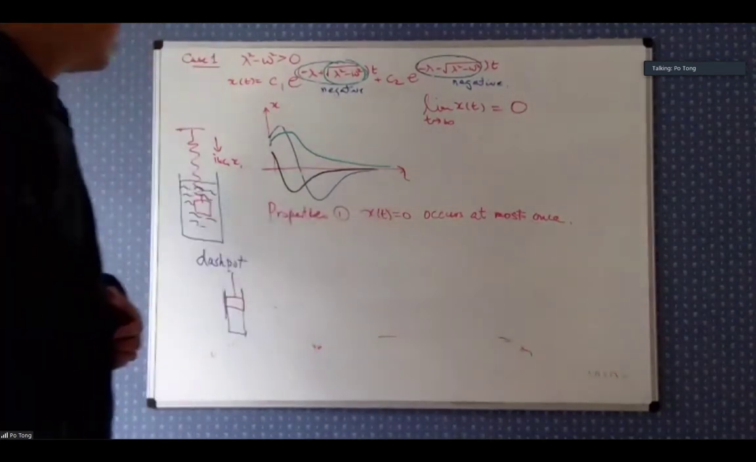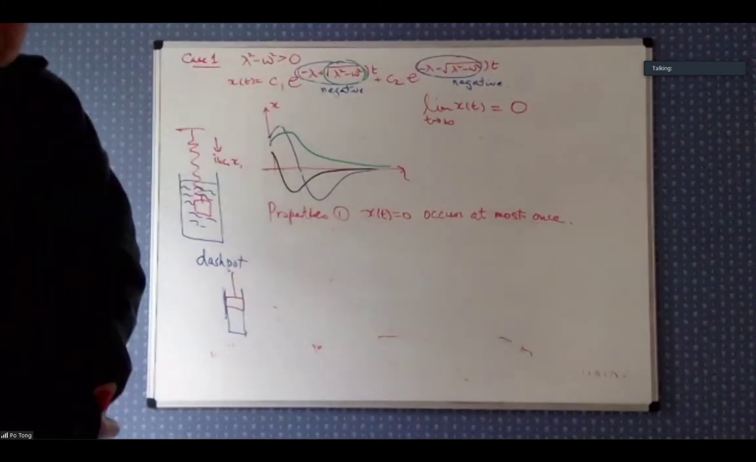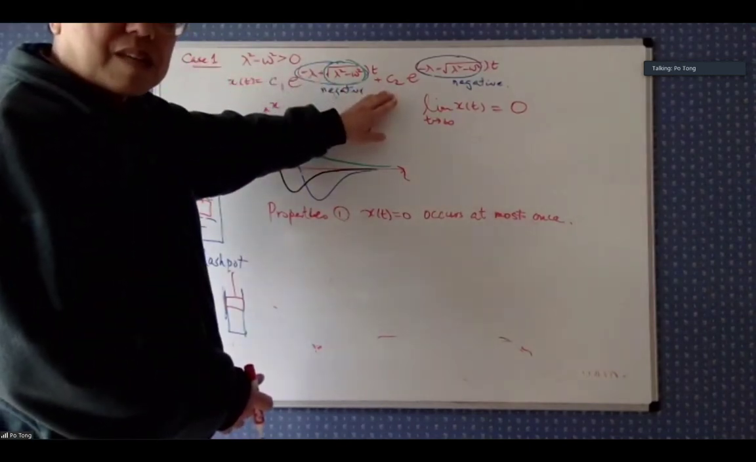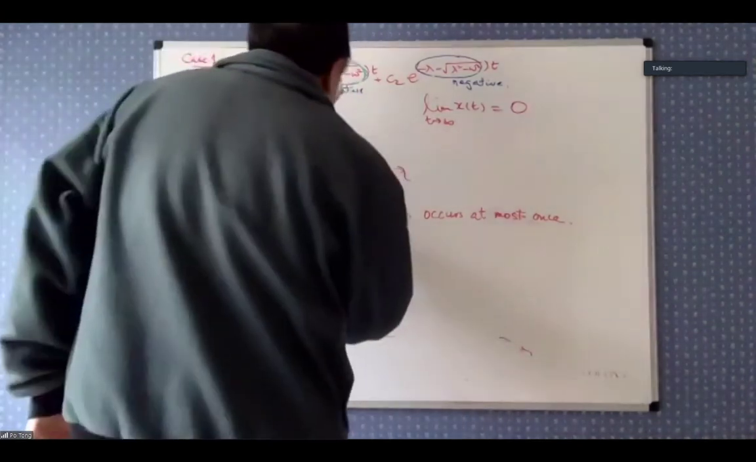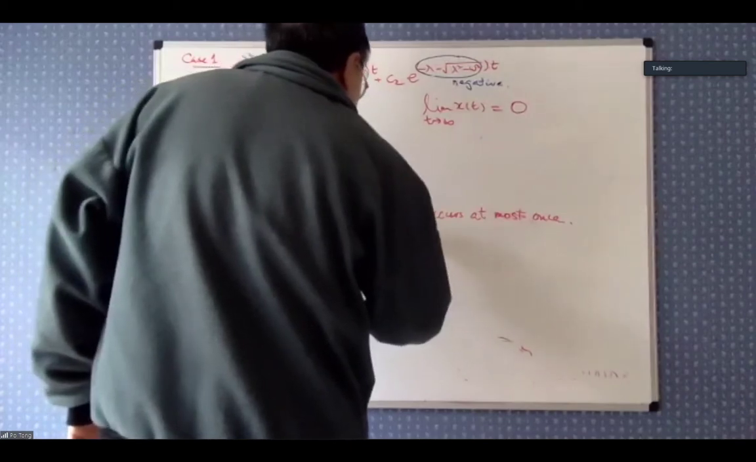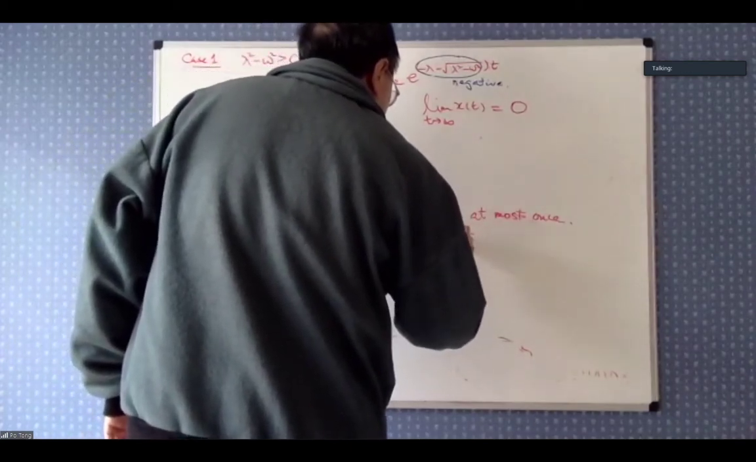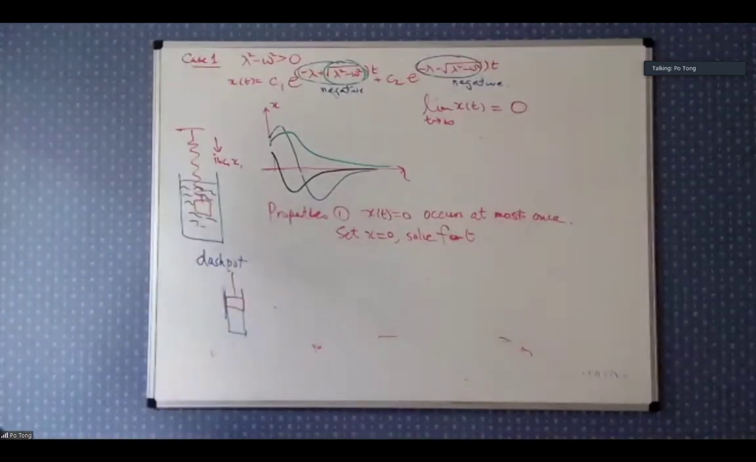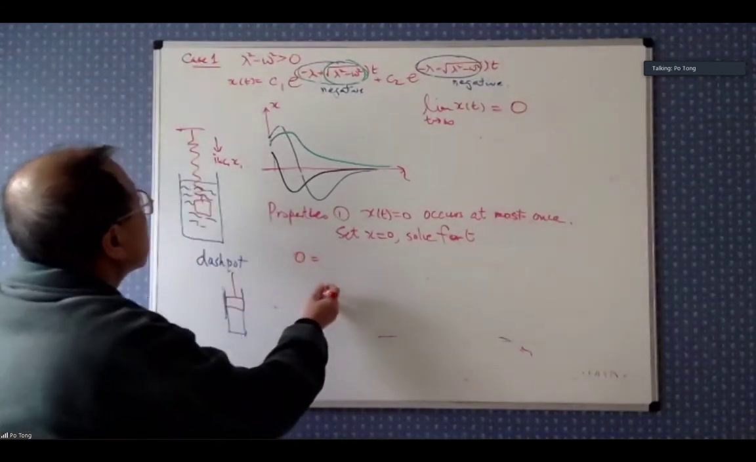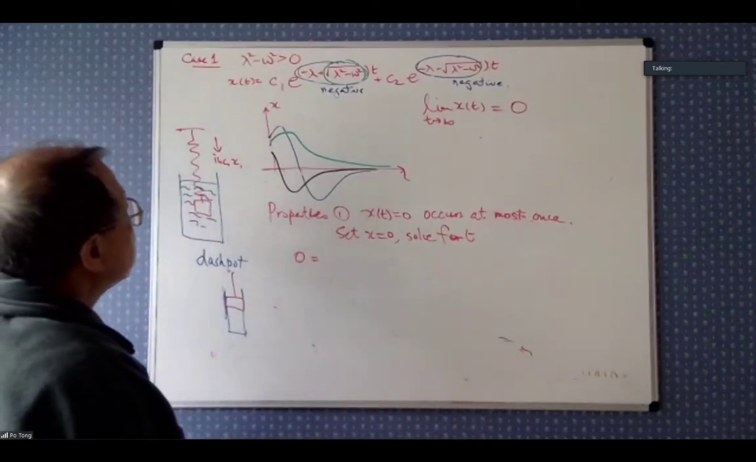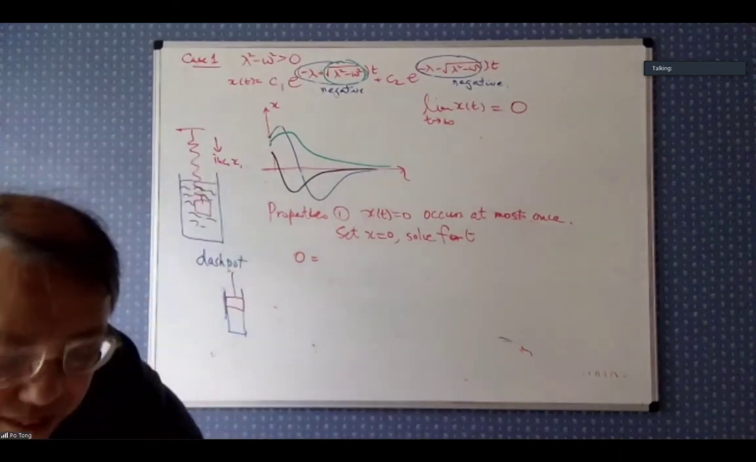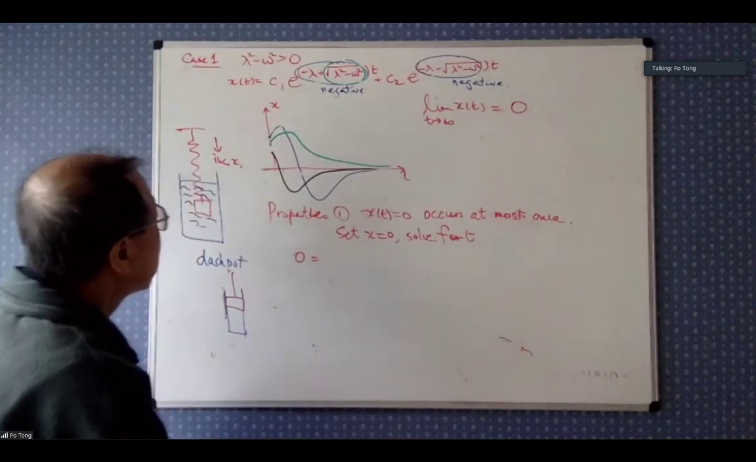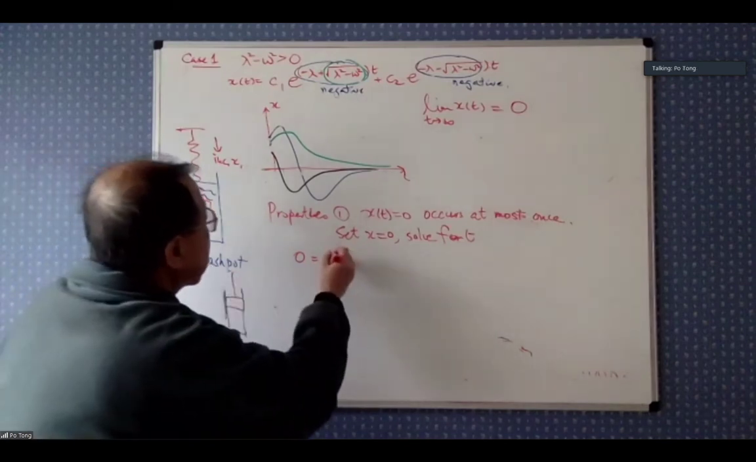So how do we show this? What does x equal to zero mean? We put this left hand side equal to zero and solve for t, right? Are you guys with me? So set x equal to zero and solve for t. If you do that, we're going to show that it cannot have more than one solution. So we say zero is equal to this guy.